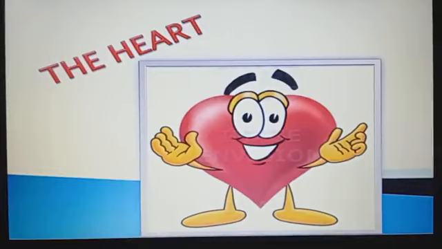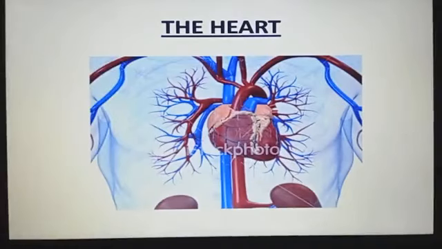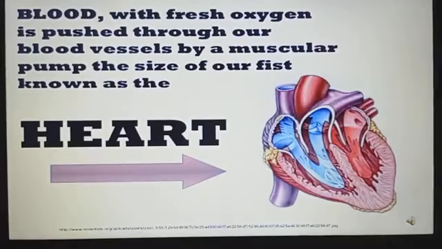In the previous video, you have seen the human heart, which is the pumping organ. The human heart is a cone shaped muscular organ with the size of a clenched fist. The blood flows through this heart. It carries fresh oxygen and the blood is pushed through the blood vessels by this muscular pump, which is of the size of our fist.